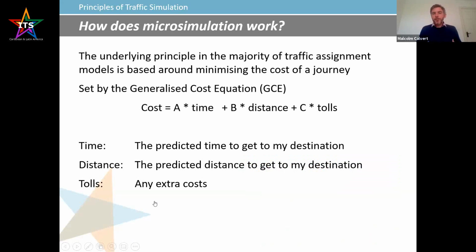Now, the underlying principle in the majority of traffic assignment models is based around this idea of minimizing the cost of the journey. So it's the same thing as what is the best way to get home, minimizing the cost. I want to spend as little time or money on getting to my destination. And that's captured in this generalized cost equation where you've got a factor for time, for distance, and then also any extra costs. So if there happens to be tolls within the particular network that you're modeling.